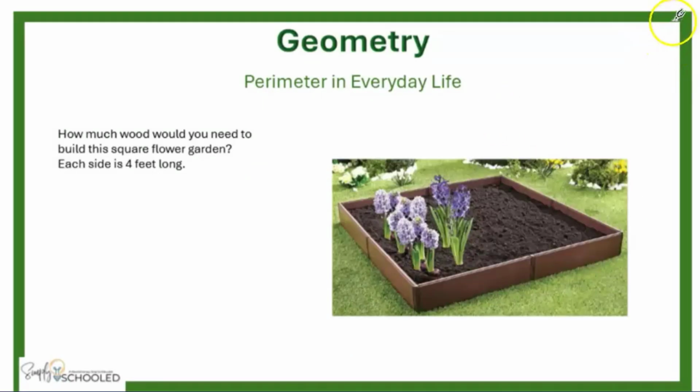We see perimeter all around us in everyday life. For example, how much wood would you need to build this square flower garden? Each side is 4 feet long. So in other words, with this flower garden, the rim or the perimeter is this distance around the flower garden.